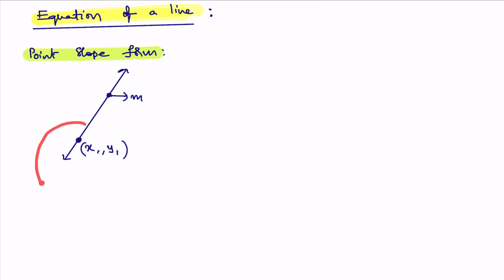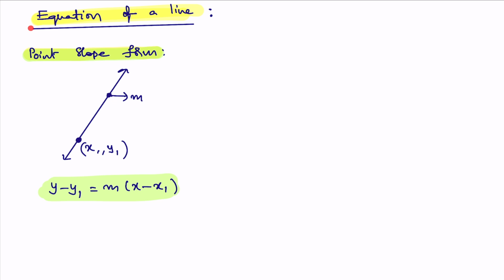To find this line equation, we have a formula. What is that formula? Y minus y1 equal to m into x minus x1. This is the formula. To find what? To find the equation of a line. Which line? The line which is passing through the point x1, y1 and which has slope m.